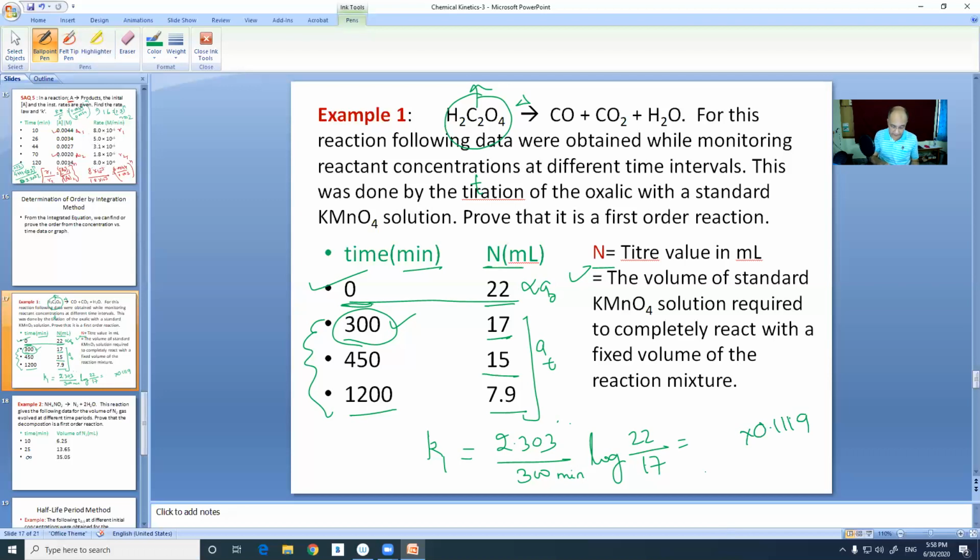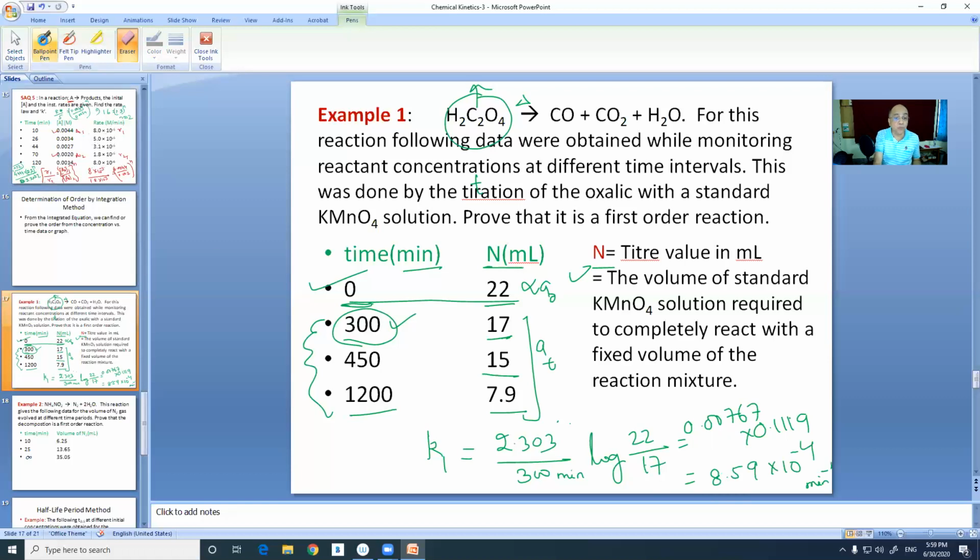This is 2.303 divided by 300. This is 0.00767 into 0.1119. So the final answer becomes, let me put it in this form, 8.59 into 10 to the power minus 4. 1, 2, 3, 4. Yes, there are 3 zeros, then 8, then 8.59 into 10 to the minus 4. And since it is first order, it will be minute inverse, because the time is in minutes, this will be time inverse, right?